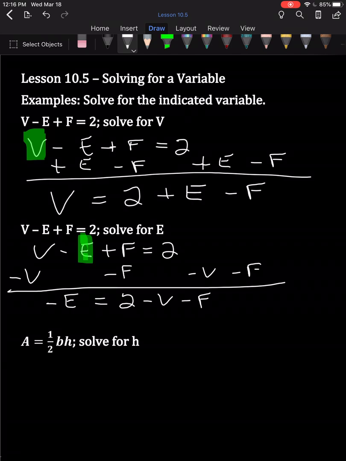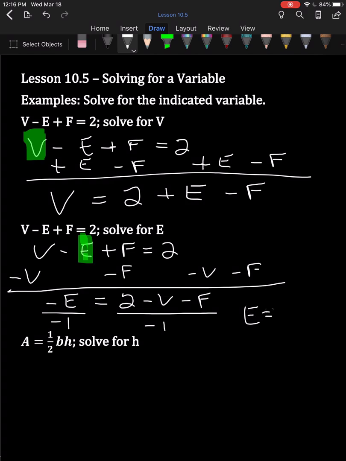I can't have negative e equals. So I will have to divide everything by negative 1, which has the effect of switching all the signs. So e is equal to negative 2 plus v plus f.